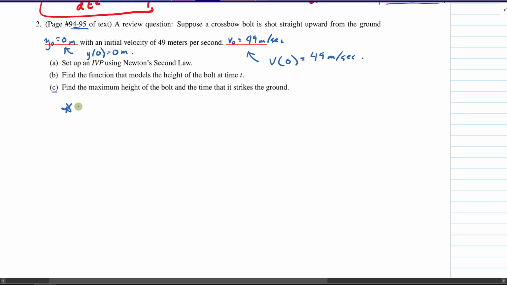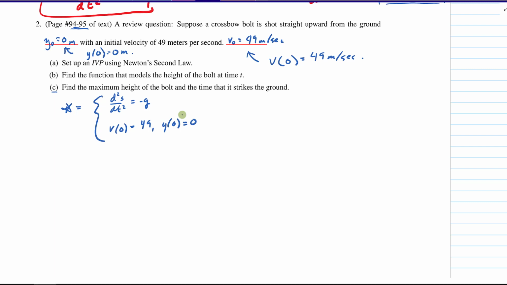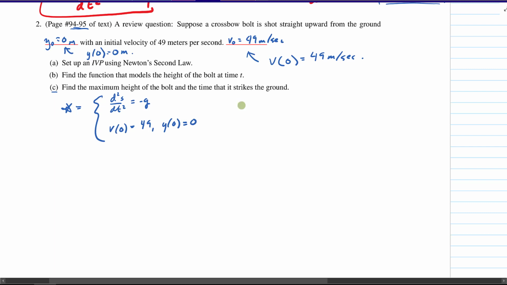There's a couple of different ways you could do it. I'd like to set up the IVP this way, to say that d squared s dt squared is equal to negative g, with the initial conditions that v sub 0 is equal to 49 and y sub 0 is equal to 0. So now we're actually looking at it as an initial value problem. So we could then go ahead and solve this. I'm going to solve it abstractly first, and then we'll just plug in our initial conditions.